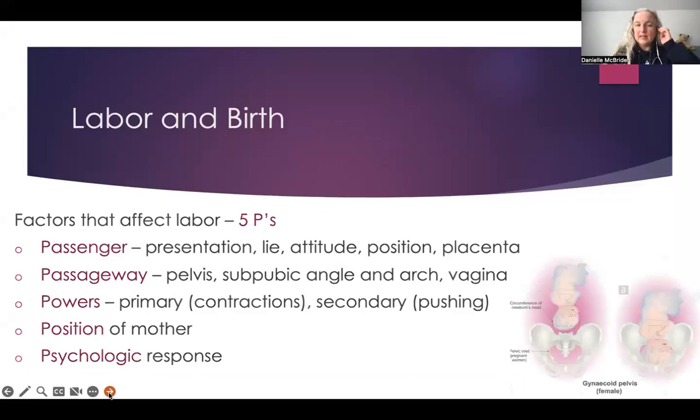When we think about labor and birth, we're going to first start thinking about factors that affect how our baby fits through the pelvis. So we're thinking about babies, we're thinking about pelvises. That brings us to our 5 Ps. Our 5 Ps are all things that are going to be factors that affect this, right? And we have our passenger, and our passenger is our baby.